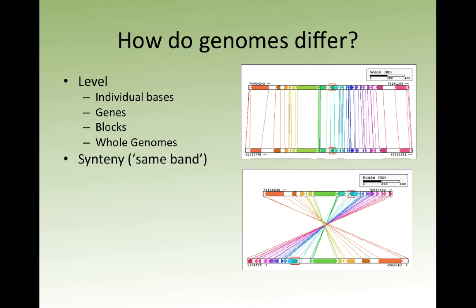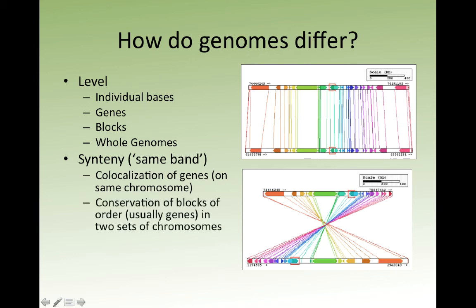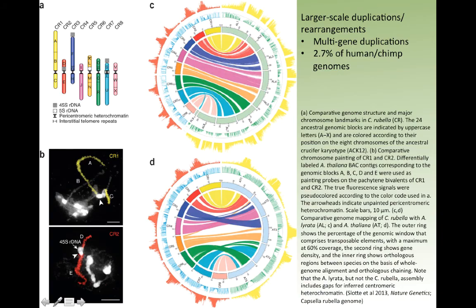Something happened in that genome, a recombination event more than likely, that caused a major inversion. In this case, we're looking at patterns of what we refer to as synteny, and synteny means same band. So here we're looking at the co-localization of genes on the same chromosome, and we're also looking for the conservation of blocks of order. Usually they're genes, but they can be other entities, along two sets of chromosomes. Here we still have the same blocks of order, just in a different orientation than we see up here. This is the way we think about larger scale duplications, and it's a way for us to look at multi-gene duplications or large rearrangements.